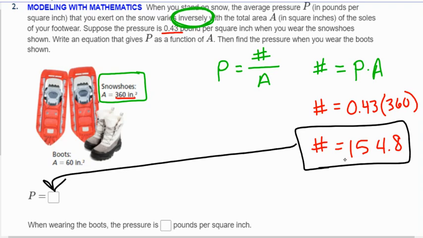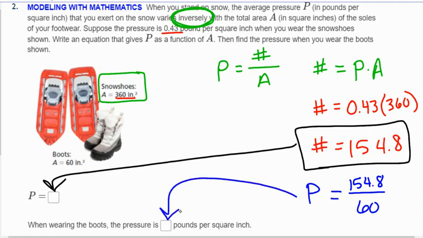And then you take the variation constant and divide that by 60. So 154.8, divide that by 60 in order to find the pressure in pounds per square inch when you are wearing the boots instead. Okay, I will let you finish that problem.